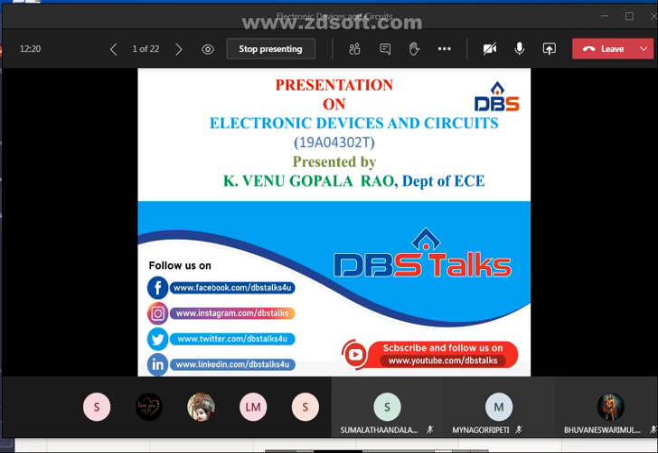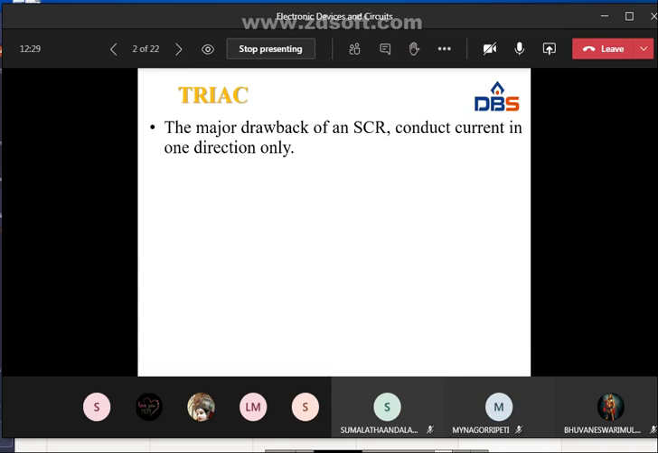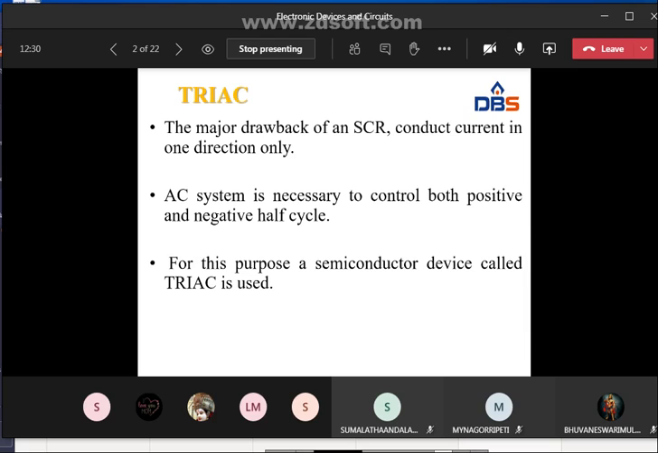Today we will see what a TRIAC is, its VI characteristics and the working of the TRIAC.